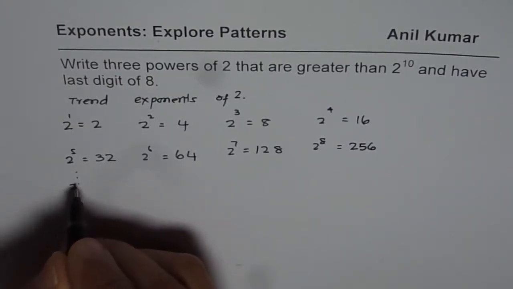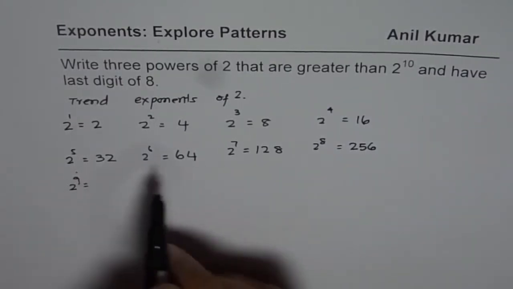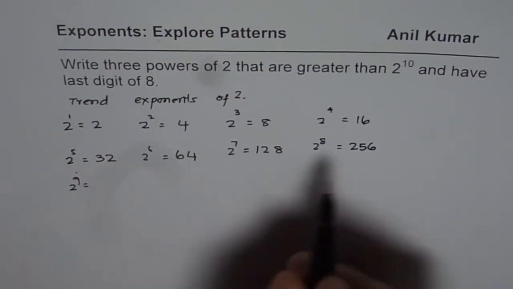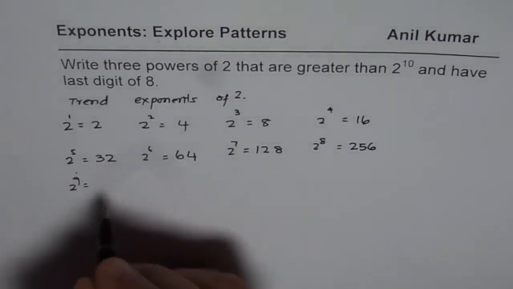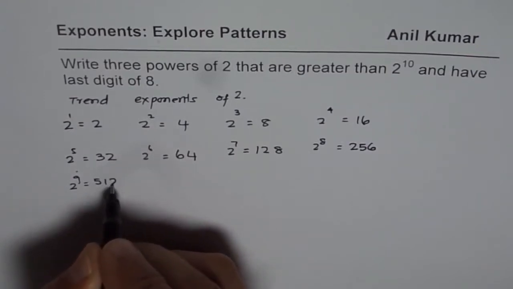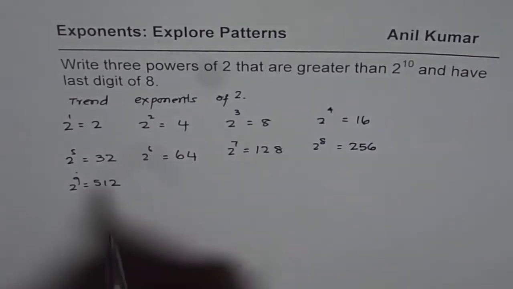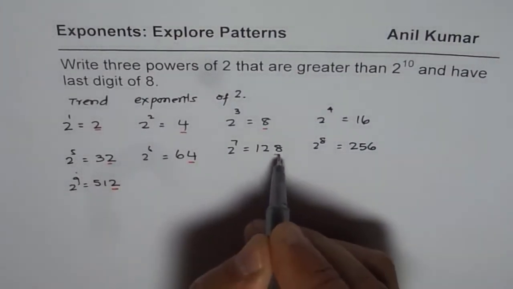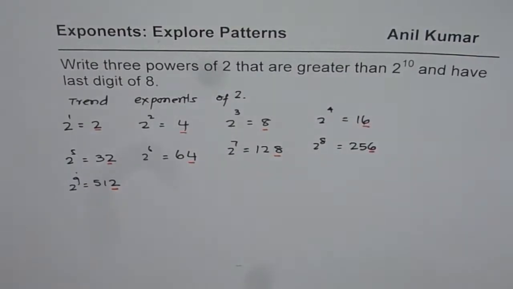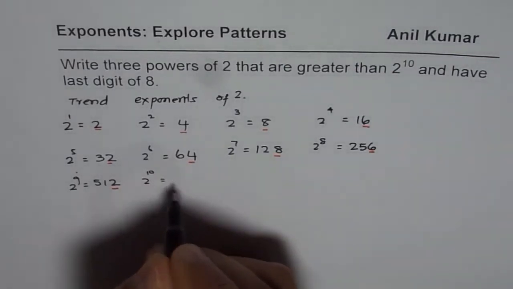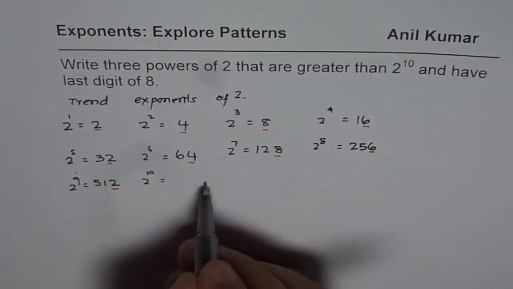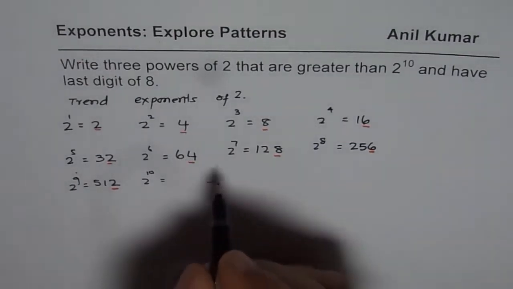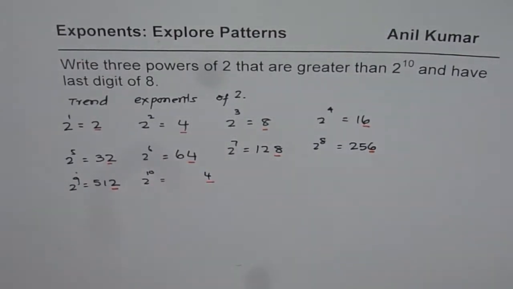So for example, what would be 2 to the power of 9? So what we see here is double of this will be 512. So what you observe here is we are getting 2, 4, 8, 6, 2, 4, 8, 6. Do you see it kind of repeats? So here, if I want to write what is 2 to the power of 10, I know what the last digit should be. The last digit should be 4, correct? That is the trend, correct?